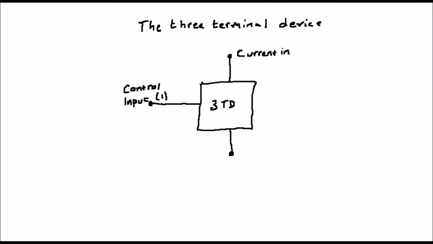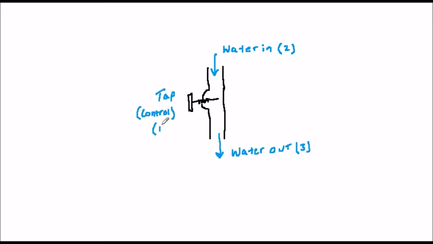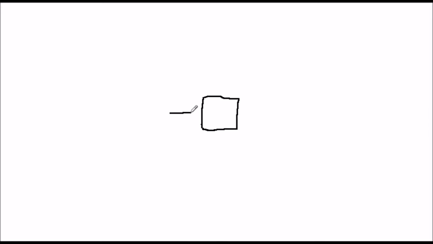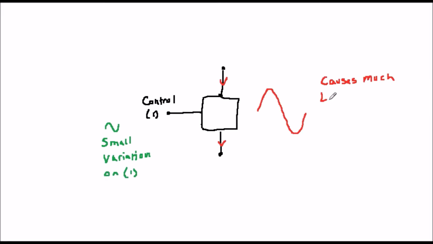A signal, that is a voltage or a current, on the control input, that is terminal 1 on the diagram, controls a current flowing through terminal 2 and out through terminal 3. The control input therefore acts rather like a tap in a pipe. The reason that this is important is that a change in the control signal at input 1 is much smaller than the corresponding change in the current flowing from 2 into 3. This is the reason that these devices act as amplifiers.